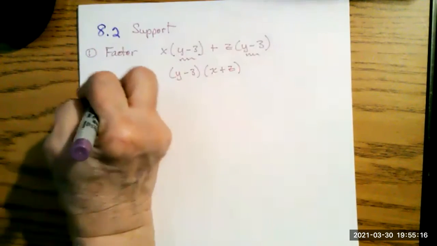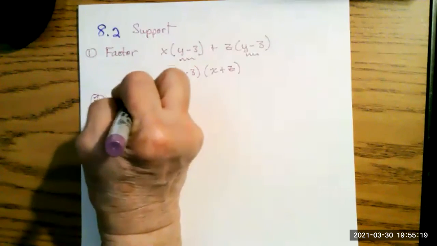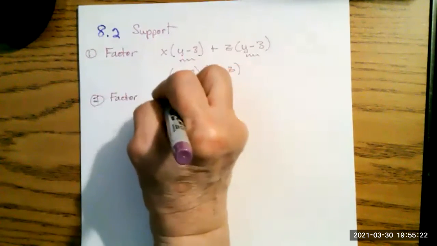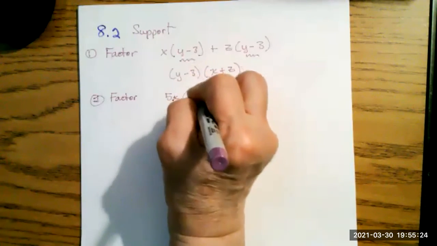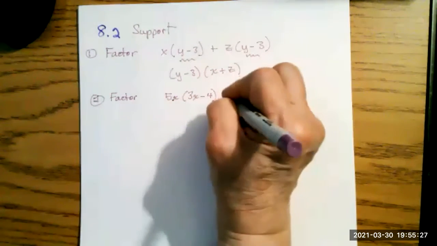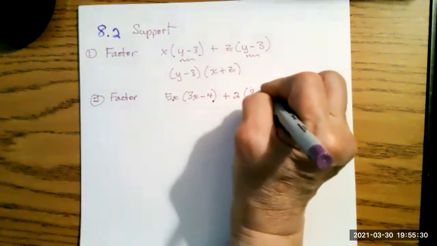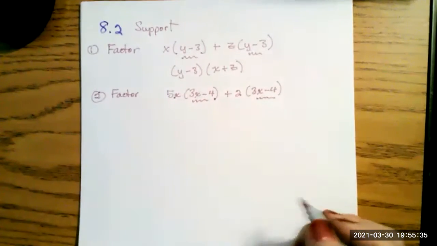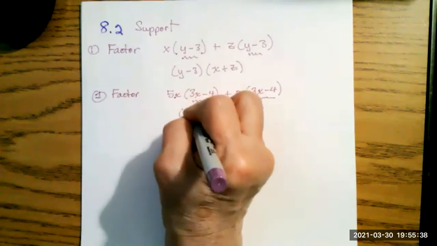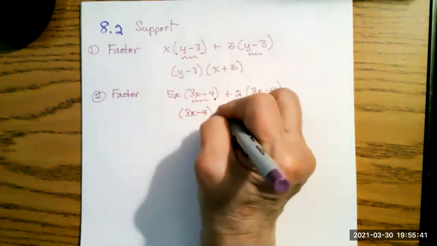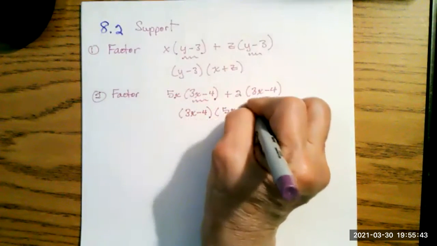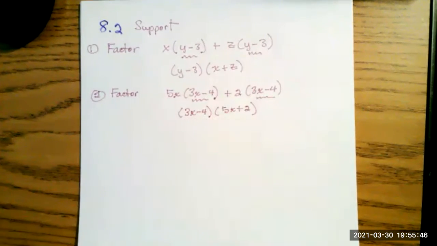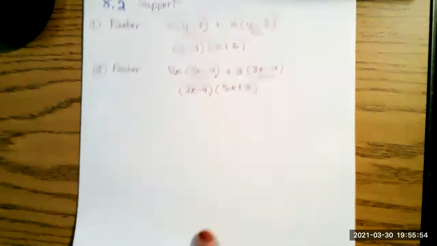Now this number 2 is factor. And you have 5x times 3x minus 4 plus 2 times 3x minus 4. See how the little groups match? Those make 1. So you have a 3x minus 4 and a 5x plus 2. And we'll stop there and make sure you can do that one. Can everybody do those two? Yes, ma'am. Okay.